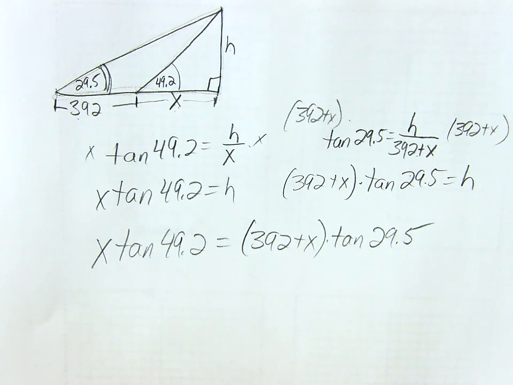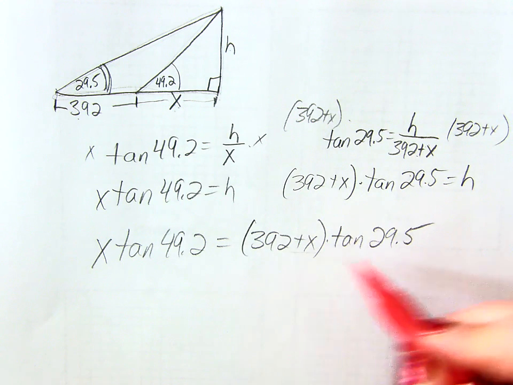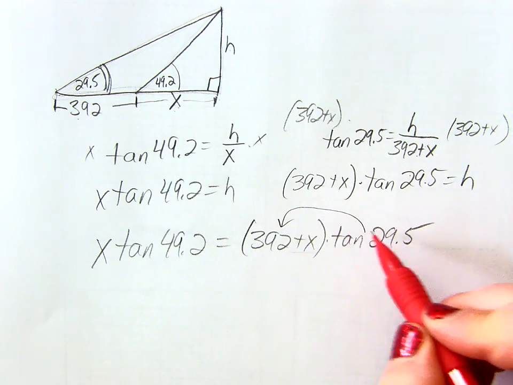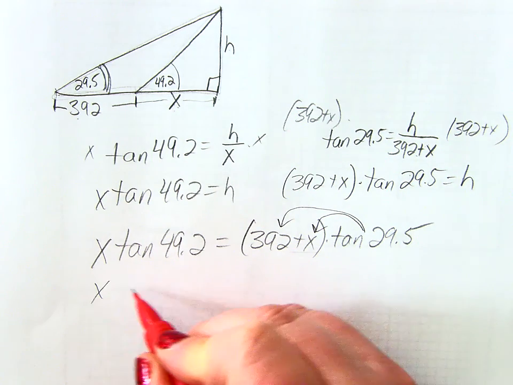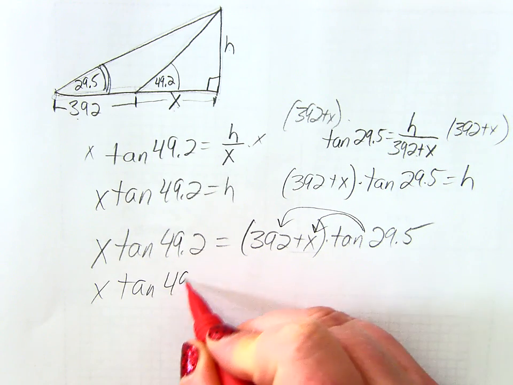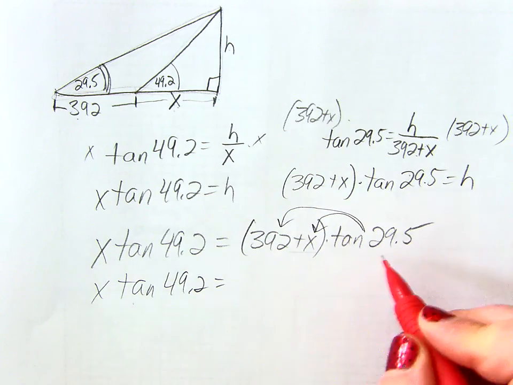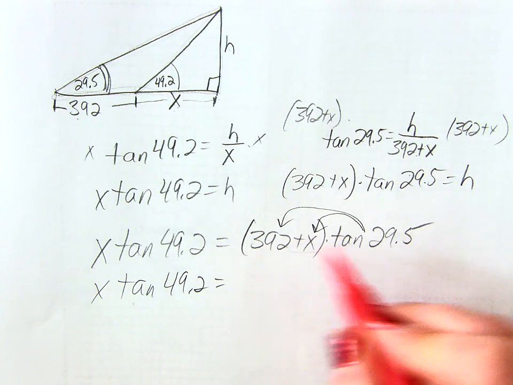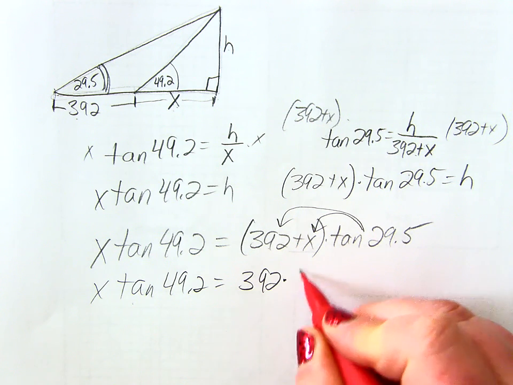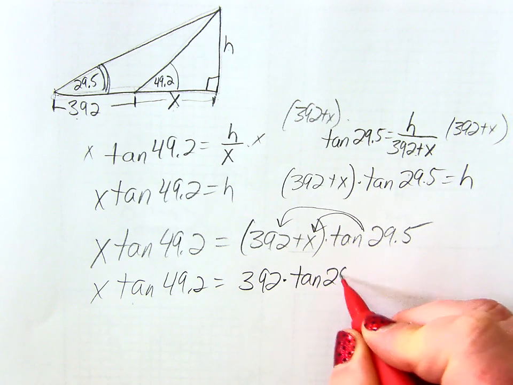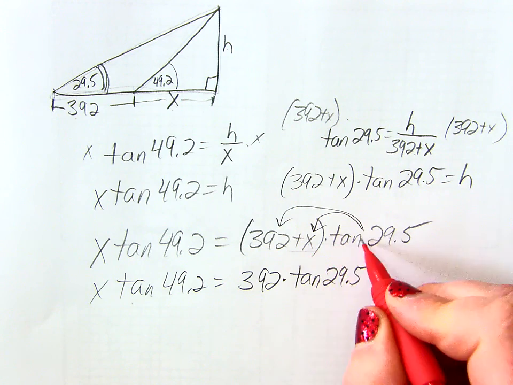On the left, you can do this math out. I'm going to just distribute the tangent of 29.5 to both of those. Left stays the same, this right-hand side. Now I'm going to multiply 392 times that, and x times that.